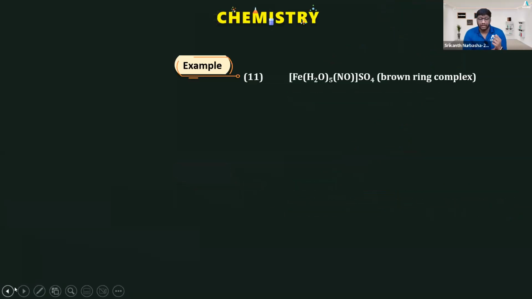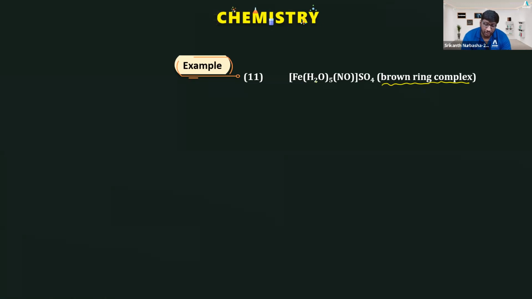Name this: [Fe(H2O)5NO]SO4. Brown ring complex, a famous complex. You might have known this. You might have done the salt analysis also. In that, you will be using this brown ring test as well. So try to name this compound, IUPAC name. [Fe(H2O)5NO]SO4. Students generally get stuck here.